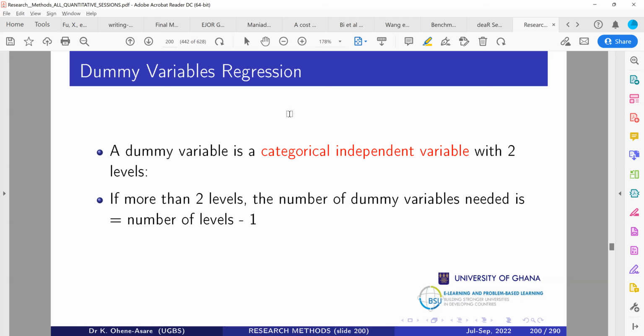Let's take, for example, a dummy, which is called gender. Gender. Ladies and gentlemen, gender has how many levels? I mean, reasonably, depending on the continent where we are, okay? It deals with how many? Gender. 2 levels. What are the levels? One level is male, and the other level is female.